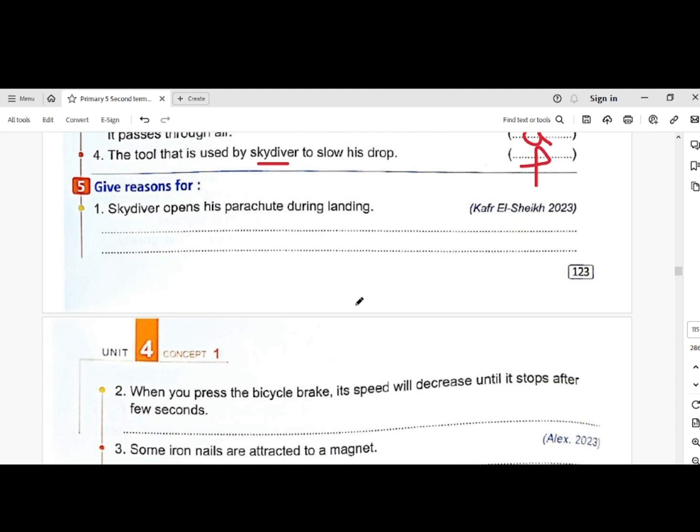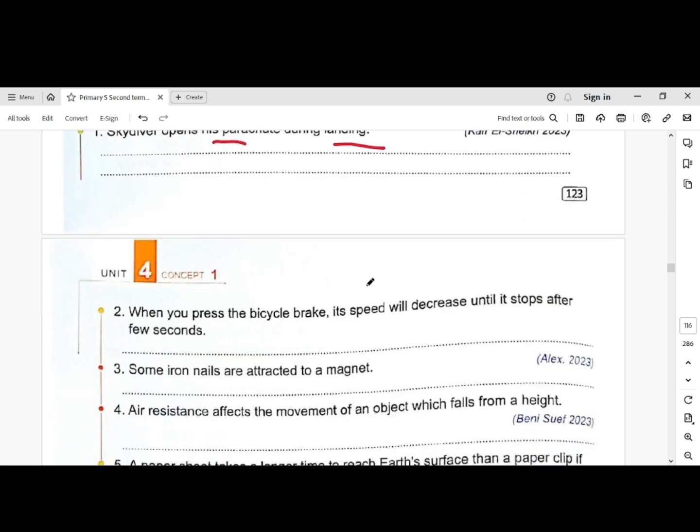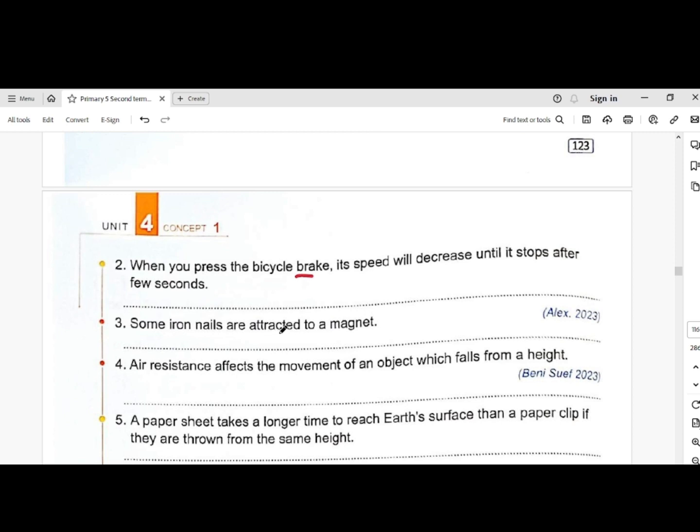Give reason for. Skydivers open their parachute during landing in order to increase surface area, in order to increase air resistance, to decrease speed, to land safely. Give reason. When you press the bicycle brake, its speed will decrease until it stops after a few seconds due to friction force which originated between the bicycle brake and the tire, and this force opposes the force of motion.